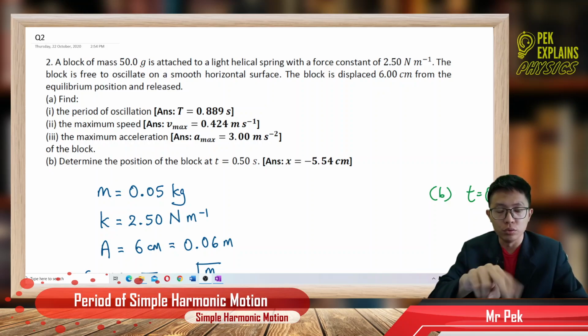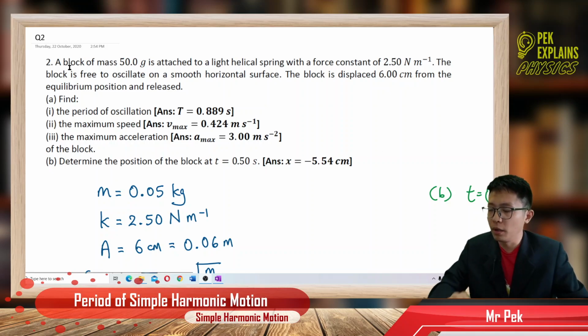Question number 2 for periods of simple harmonic motion. A block of mass 50 gram is attached to a light helical spring with a force constant of 2.5 Newton per meter. The block is free to oscillate on a smooth horizontal surface. The block is displaced 6 centimeter from the equilibrium position and released.